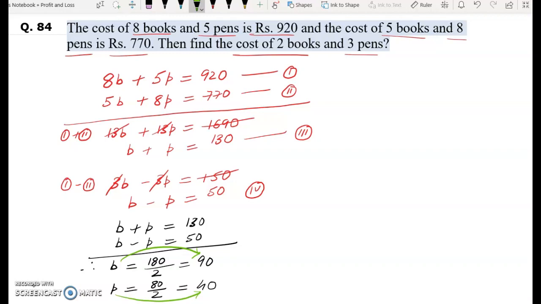Now in this question we need to find the cost of 2 books and 3 pens. So one book is equal to 90. So 2 books is equal to how much? 90 into 2, 180. And we need to find the value of 3 pens. So 3 pens is equal to 40 into 3, which is 120. So the total cost will be how much? 180 plus 120, which is rupees 300. So this is our answer.